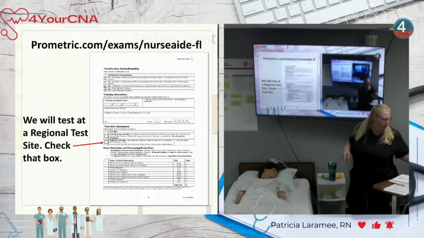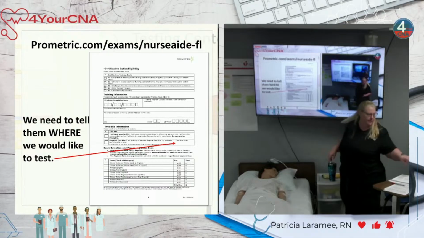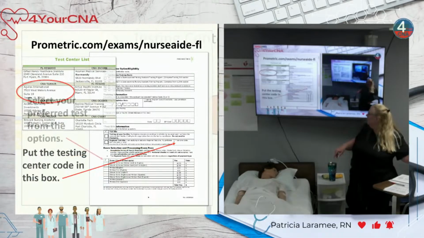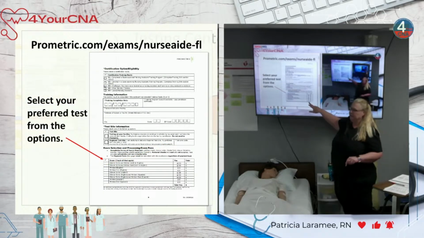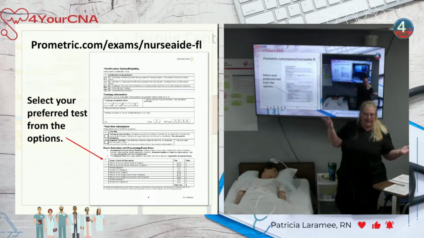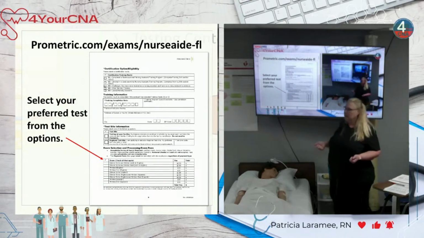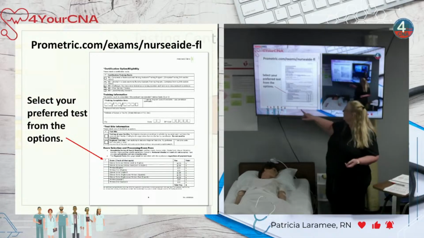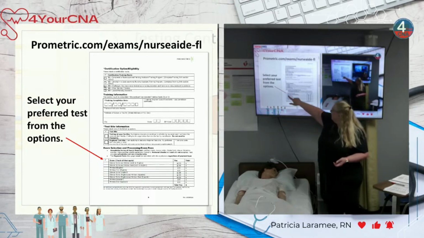All right, now, below that is our testing fees. We are first-time testers. We have to take both the written and the skills on the same day. So first-time testers are going to check that first box.